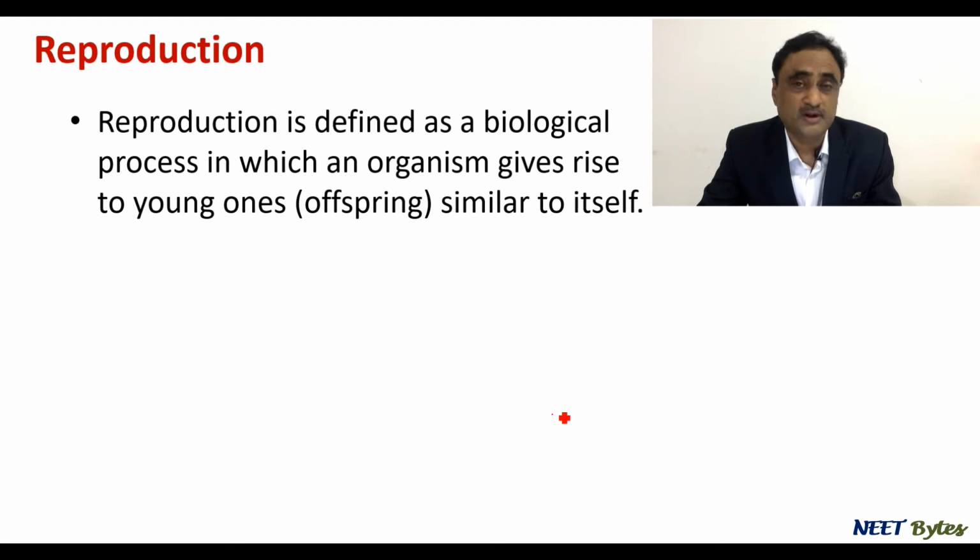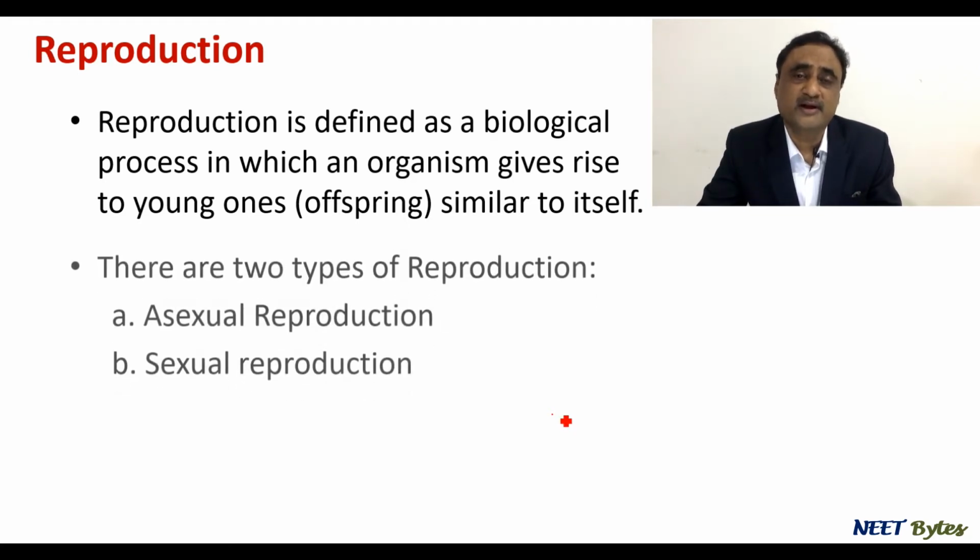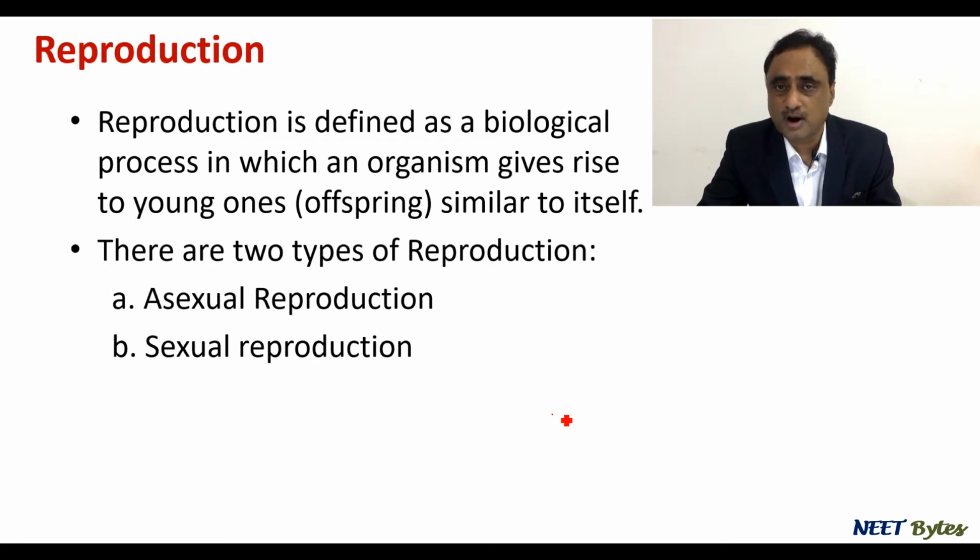So first of all, let's talk about what exactly is reproduction. It's an important biological phenomenon, right? Here, any organism is going to produce an organism similar to its own type. Basically, it is a continuity of life, right? So broadly, we divide reproduction into two types, that is asexual reproduction and sexual reproduction, right?